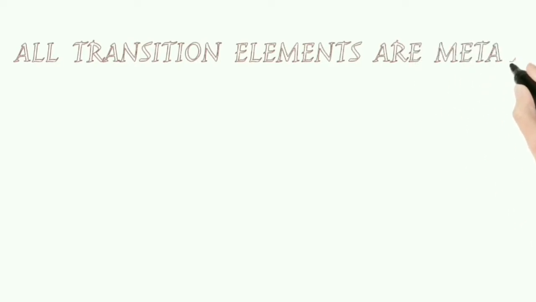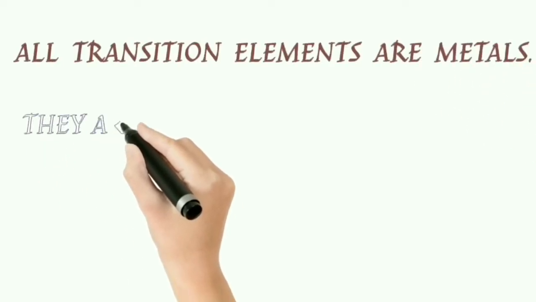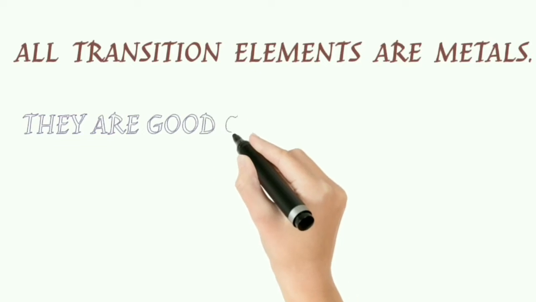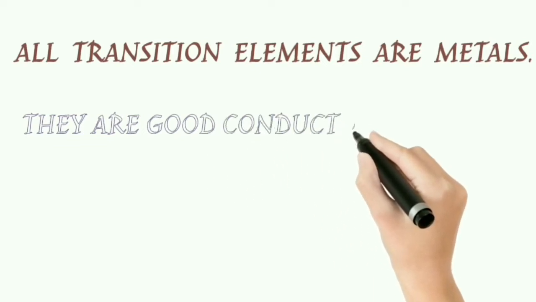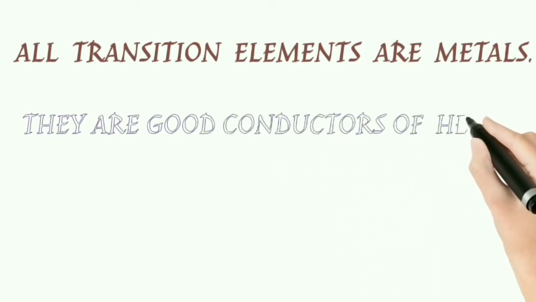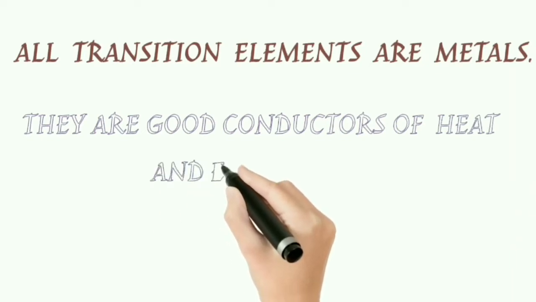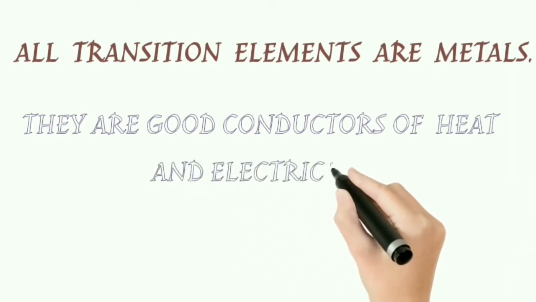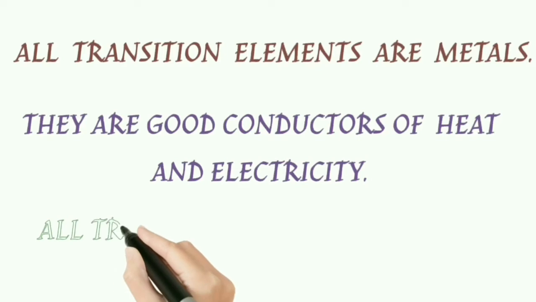Already I told you all are metals only. What is the nature of the metals? Metals are good conductors of heat and electricity. Yes, you know that already. It's a good conductor of heat and electricity. One example, if I want to say copper, I can say it's a good conductor of heat and electricity.